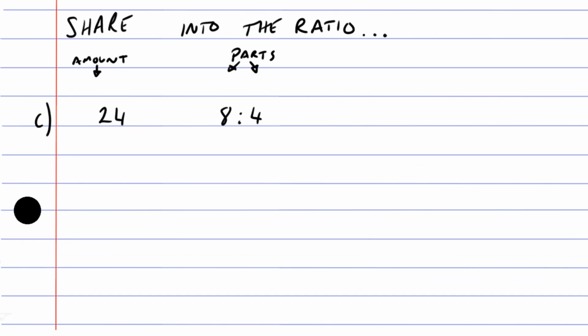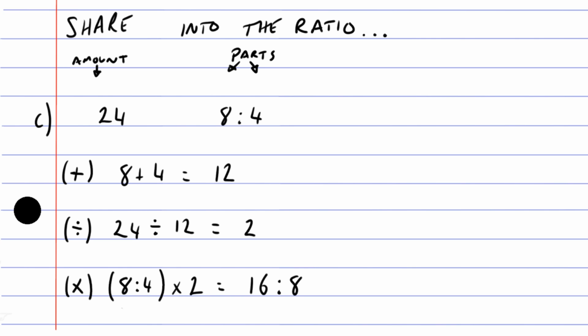Question C, we're going to share 24 into the ratio of 8 to 4. So add 8 and 4 gives us 12. Divide 24 by 12 gives us 2. Then multiply the parts out by 2. 16 to 8. And as a check, you add 16 to 8 and it makes 24, which was the original number. So you know you've got it right.